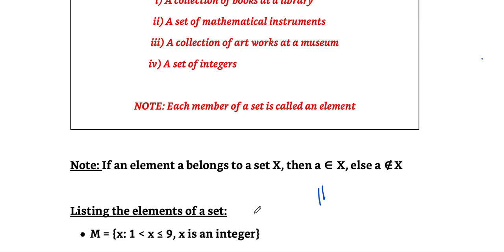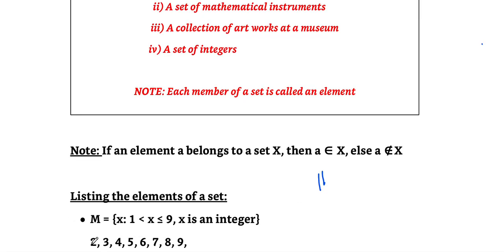So if 1 is less than X, that means X is greater than 1. And then the second part of it is that X is less than or equal to 9. So we are looking at numbers that are greater than 1 and less than or equal to 9. And what are those numbers? 2, 3, 4, 5, 6, 7, 8, and 9, right?